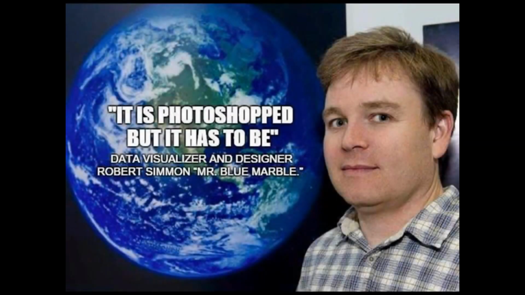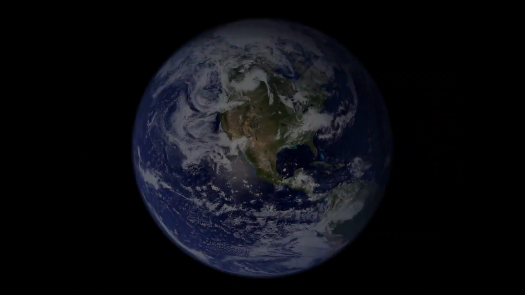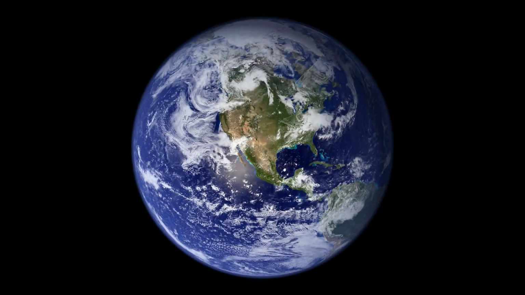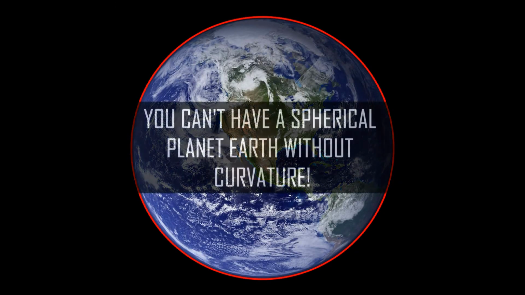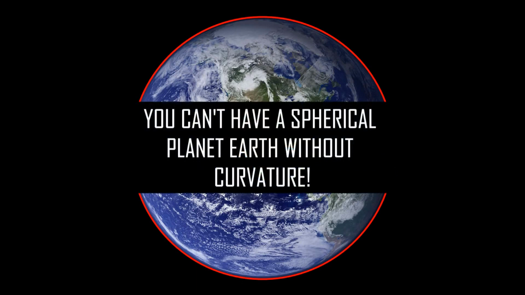Data visualizer and graphic designer Robert Simon, also known as Mr. Blue Marble, says, "It is photoshopped, but it has to be. Planet Earth has to have measurable curvature in order to match the perfectly round planet Earth." Think about this one undeniable fact. You can't have a spherical planet Earth without curvature. Zero measurable Earth curvature points directly to a level Earth, and tells us we've been lied to since the day we were born. You can verify this for yourself, by taking the time, to prove globe Earth has measurable curvature.